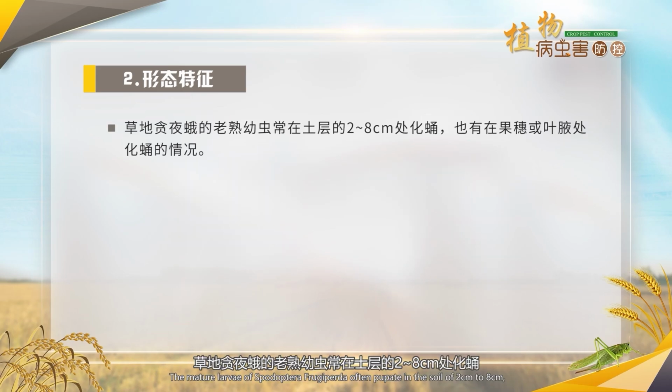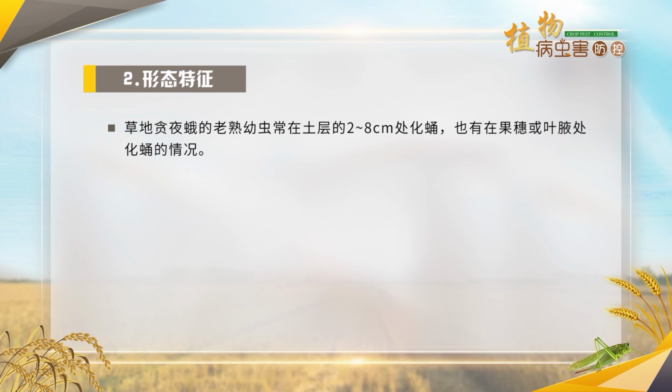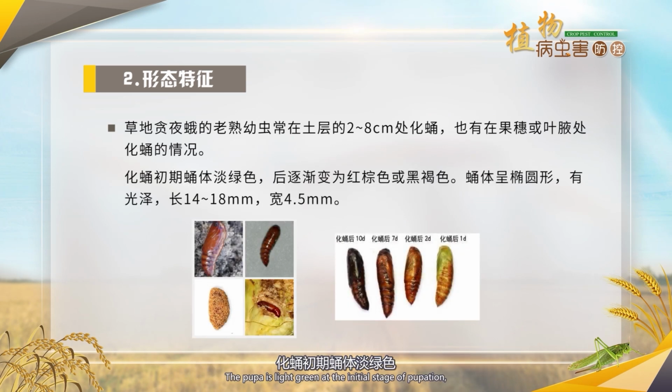The mature larvae of Spodoptera frugiperda often pupate in the soil at a depth of 2 cm to 8 cm, and also in the fruit clusters or leaf axils. The pupa is light green at the initial stage of pupation and then gradually turns reddish brown or dark brown. The pupa is oval, glossy, 14 mm to 18 mm long and 4.5 mm wide.